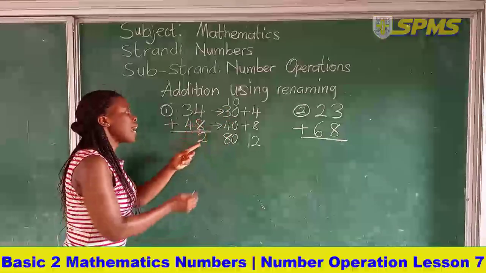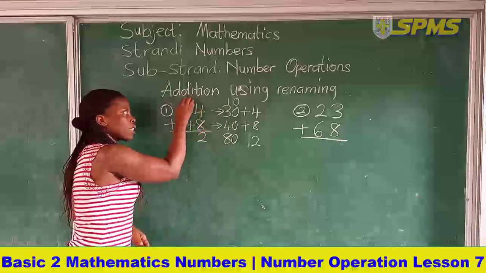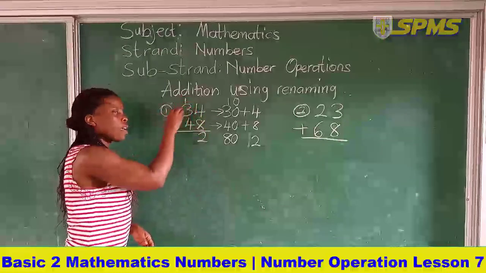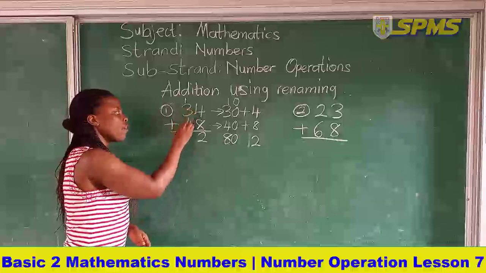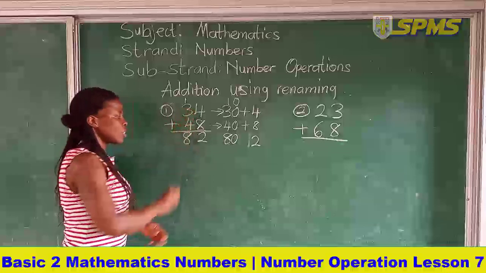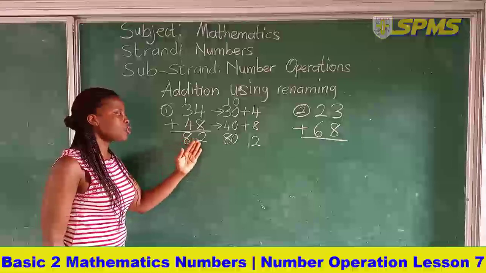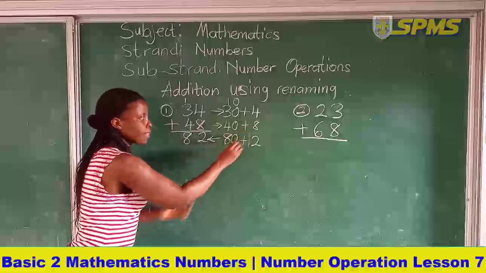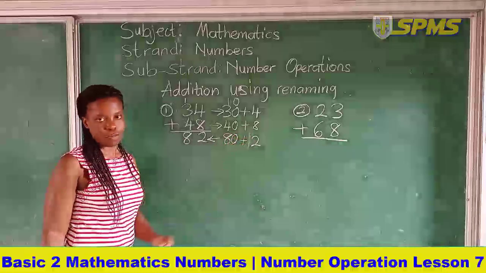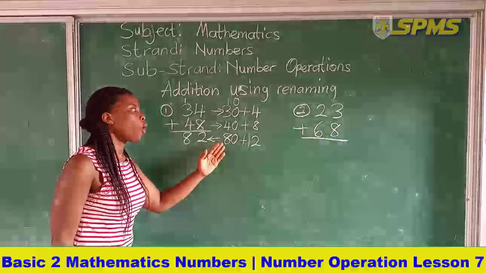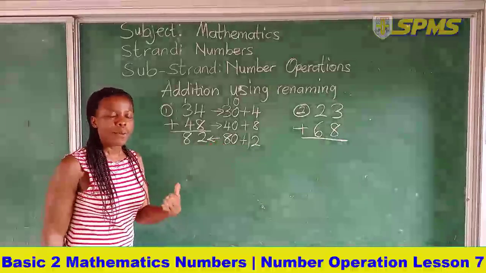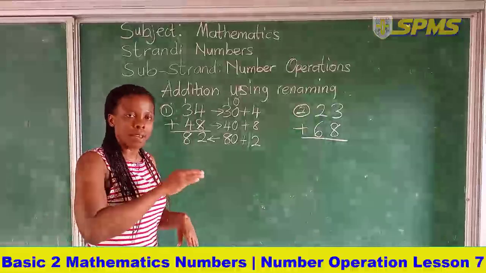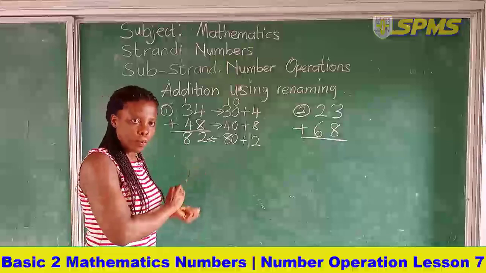So if you do the same thing here, bring your 1 to this side, which means 10. So you add 1 to your 3, 4. 4 and 4 is 8. So your answer is 82. When you expand 8, this is what you get. 80 plus 2. This is what we call addition with renaming. Renaming means you are carrying something along to the other column.